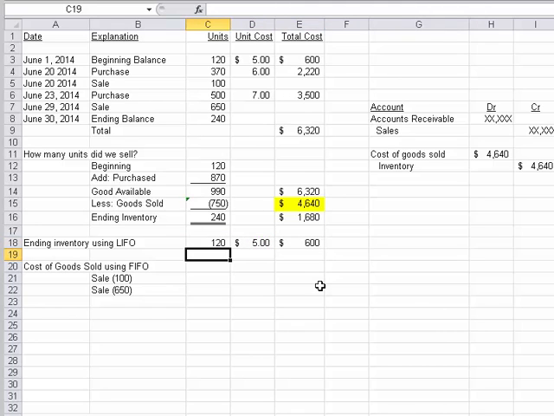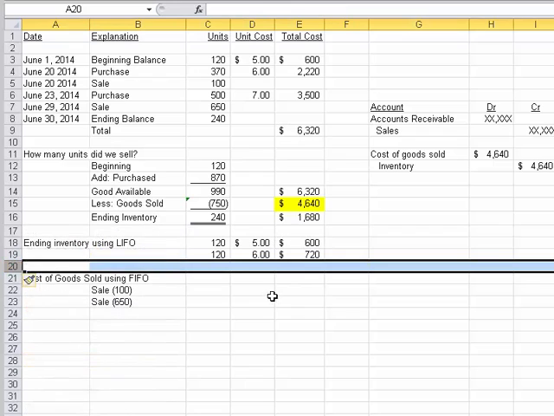But I had 240 left. So the next oldest purchase was 370, and I know I only need 240 more, because I had 240 less the 120 we've already counted as ending inventory. I had another 120 from the June 20th, 2014 layer. That was the purchase where we acquired it at $6. If I copy this over, I can then come up with my ending inventory.